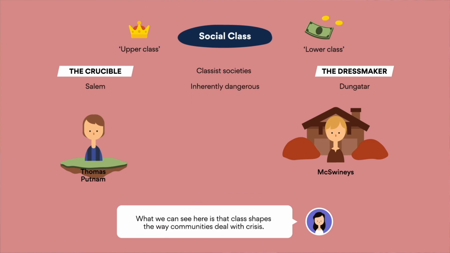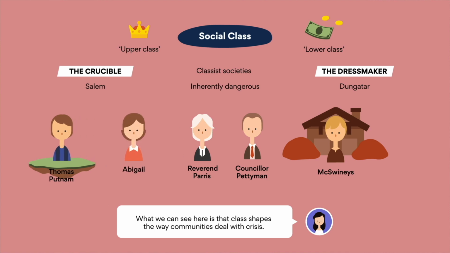What we can see here is that class shapes the way communities deal with crisis. Anything that overturns class is dangerous because it challenges the social order, meaning that individuals such as Reverend Parris for The Crucible or Councillor Pettyman for The Dressmaker may lose all their power and authority. For The Crucible, it's precisely why the witchcraft crisis is so threatening, as the Salemites are prepared to replace Reverend Parris and deny his authority.